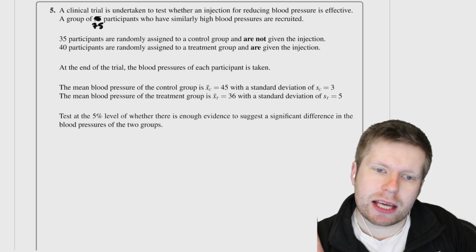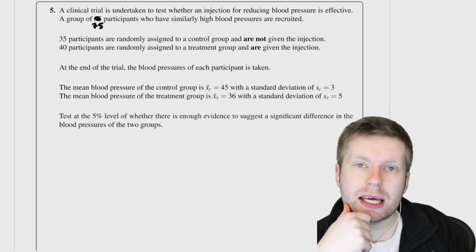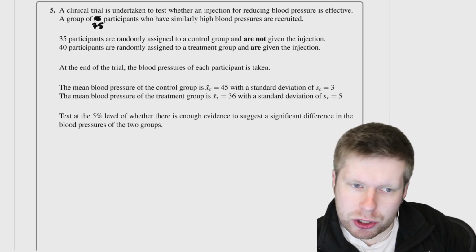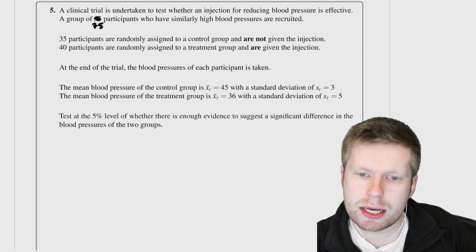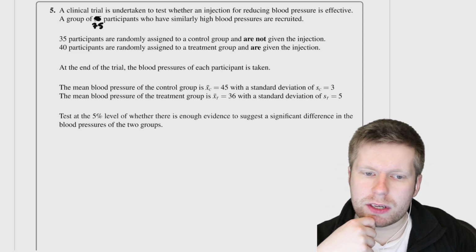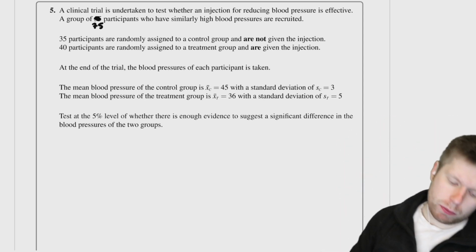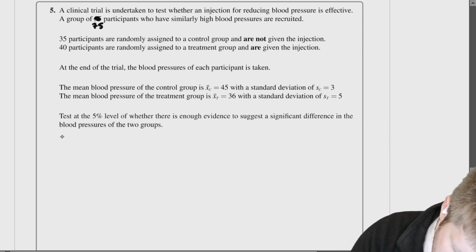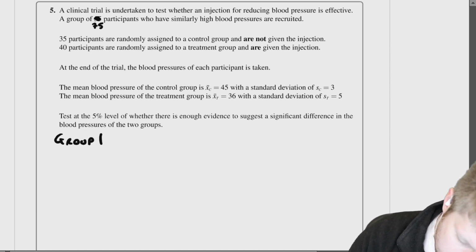And the standard deviation of the control group, so in other words, the 35 participants that have been randomly assigned, is 3. And we're also given the same statistics for the treatment group, which is 36 as the mean and 5 as the standard deviation. Test at the 5% level of significance whether there's enough evidence to suggest a significant difference in the blood pressures of the 2 groups. Okay, so let's write down the information so that we don't have to keep referring to this big paragraph each time.